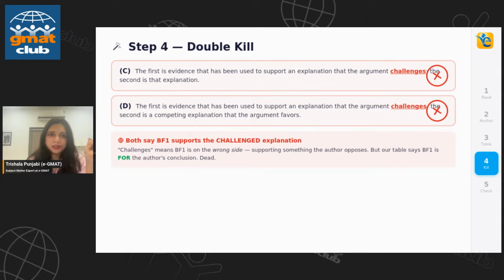We could just see that, okay, is it for, against, out, right? Extremely quick, surgical. Second one: first is evidence that's been used to support an explanation the argument challenges. Simple as that. For or against. Argument challenges, that means against. So BF1 we know for a fact is for, so C and D are out. Do you realize that without even figuring out what this means, is it evidence, is it used to support, is it an explanation, just figuring out whether it is for the argument or against the argument, we could cancel out three choices right off the bat.